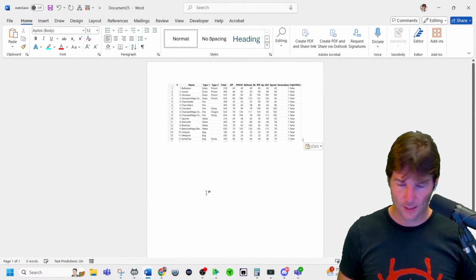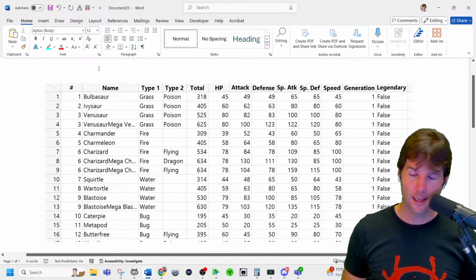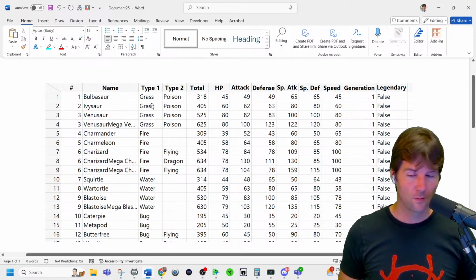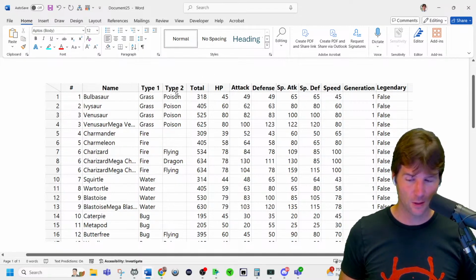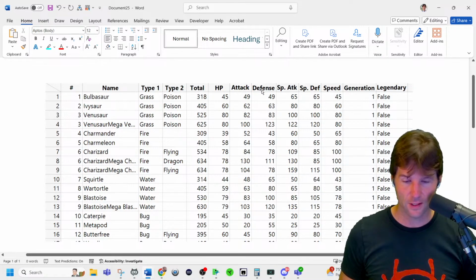So your task is to start typing like I, C, or Q. I for identifier, C for categorical, Q for quantitative. So you need to start typing in I, C, or Q. And you need to do 1, 2, 3, 4, 5, 6, 7, 8, 9, 10, 11, 12, 13.